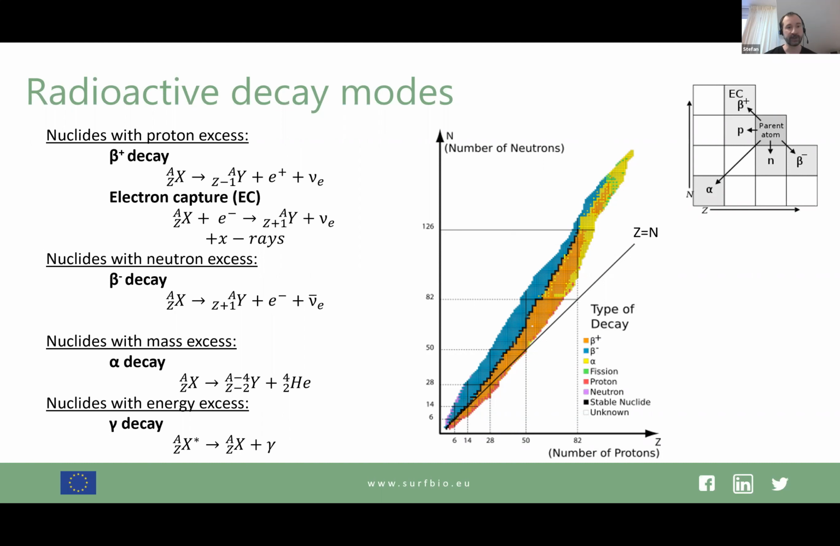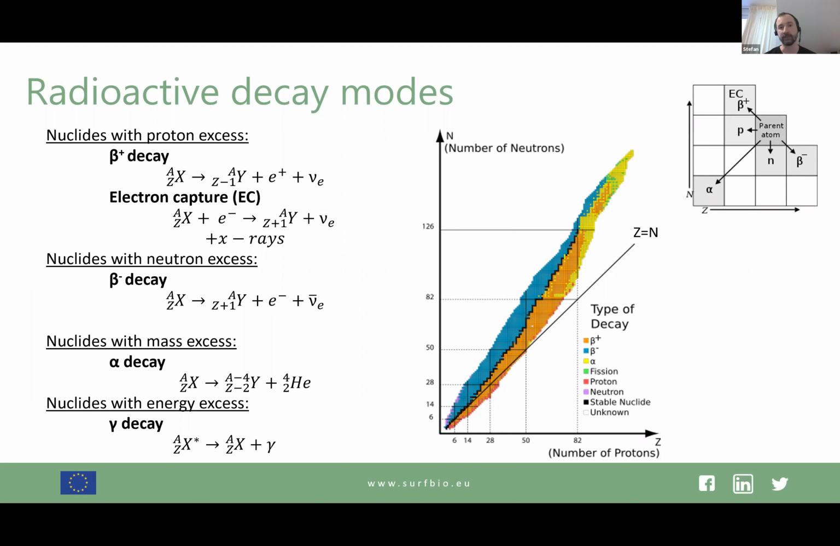In general, nuclides with mass excess, so these are large or heavy nuclides down in the periodic table, undergo an alpha decay, where they basically emit a helium nucleus. And the other case would be nuclides with just some energy excess, which can undergo the gamma decay, where they just emit the excess energy as a gamma photon.